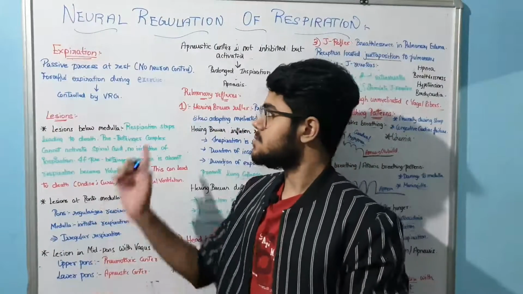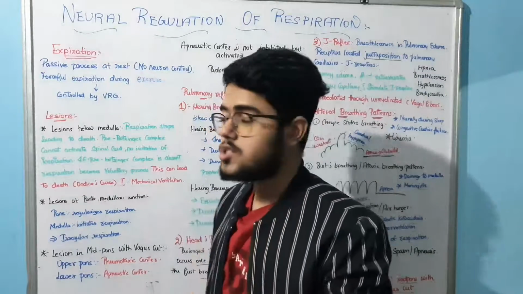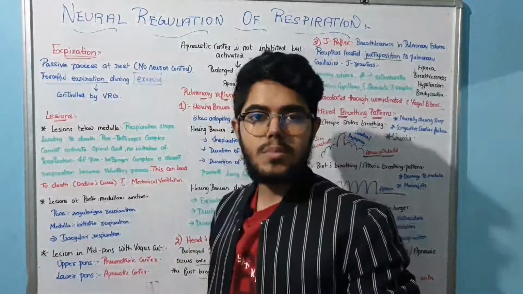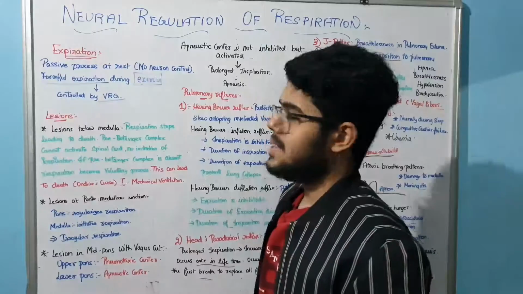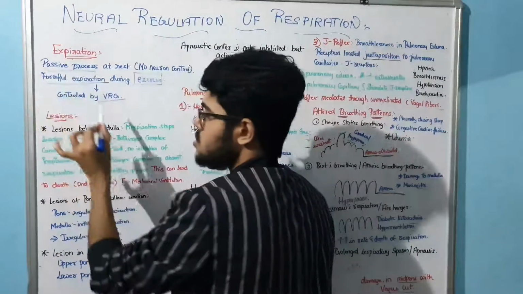So now we'll move on with the expiration. Okay, so in expiration what happens? Only during the forceful expiration, that is during the exercise, it is controlled by the ventral respiratory group. But at rest, it is a passive process, you know, right?